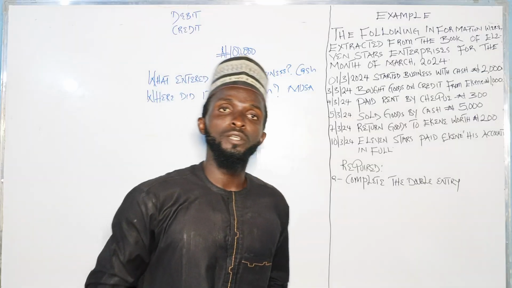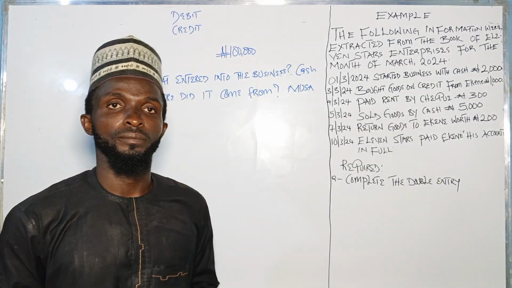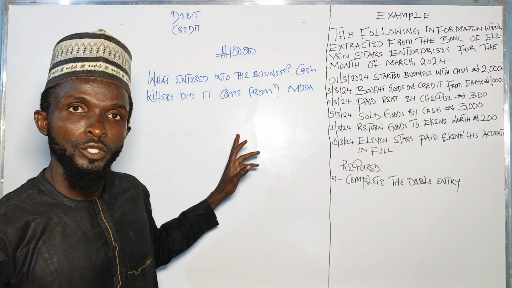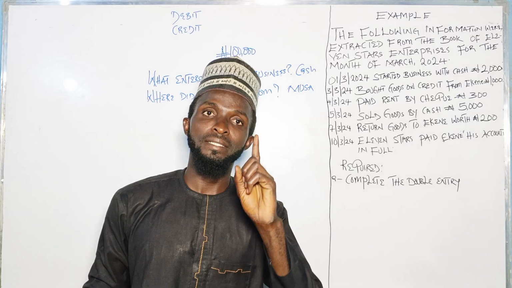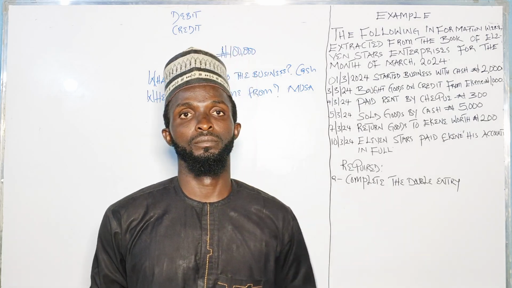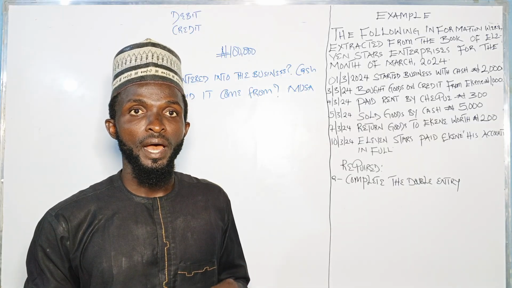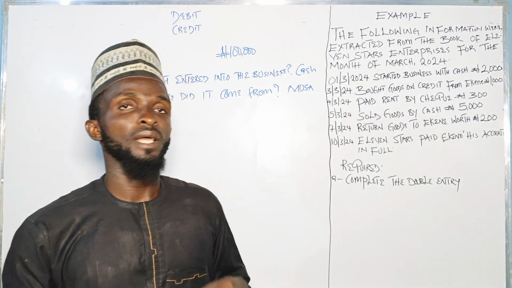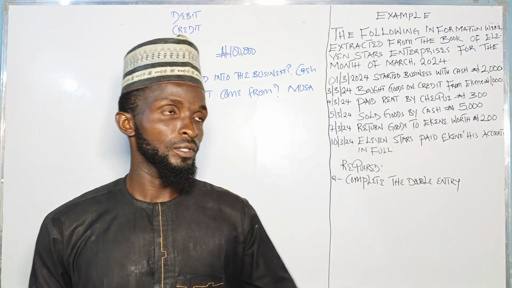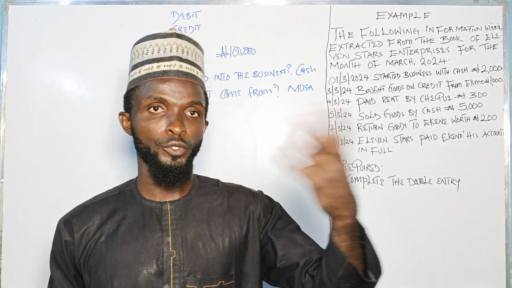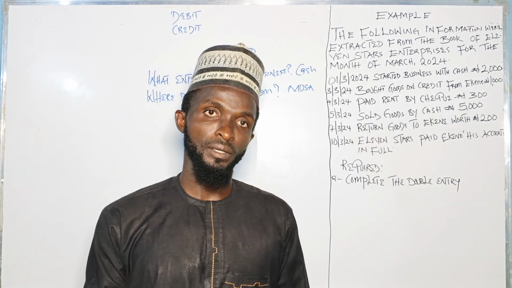From here, I'm trying to introduce you to a very important concept of accounting. This is trying to tell you that in accounting, every transaction affects at least two accounts. That is the receiver and the giver. The account that gives and the account that receives. Where the money comes from and where the money is going to. The account that gives out the value, the account that provided the value.